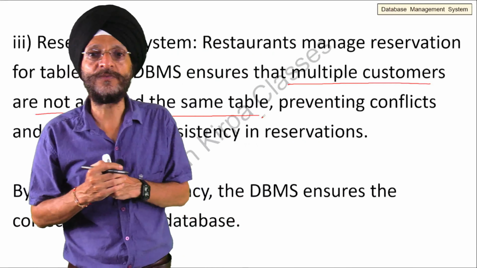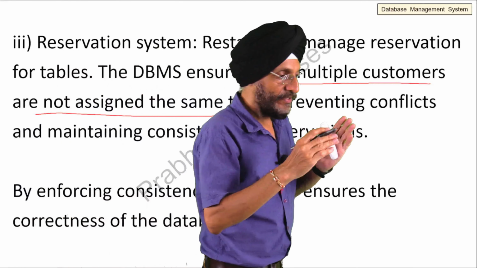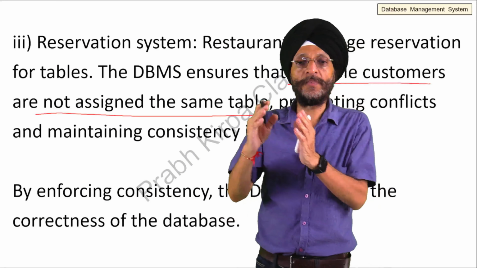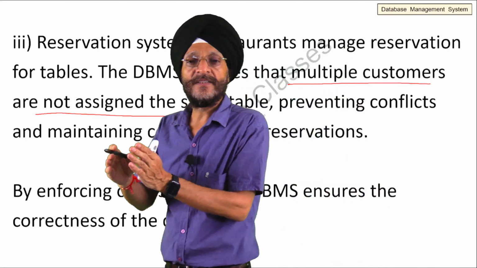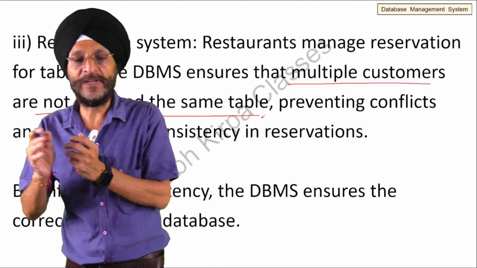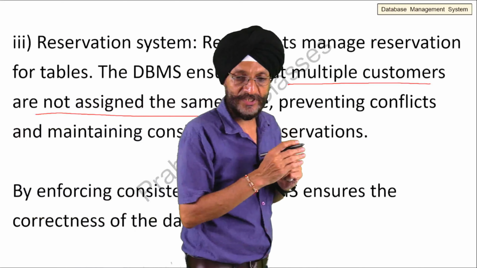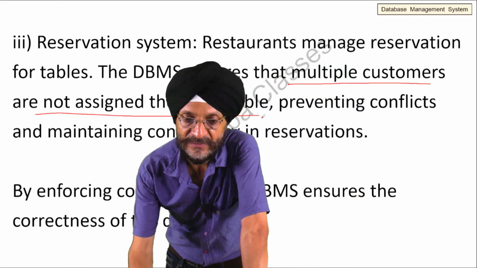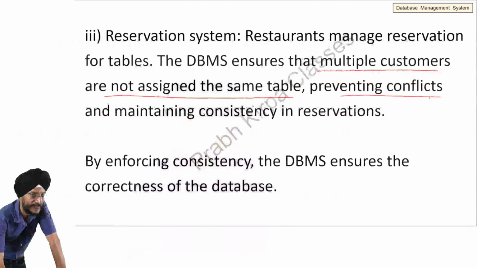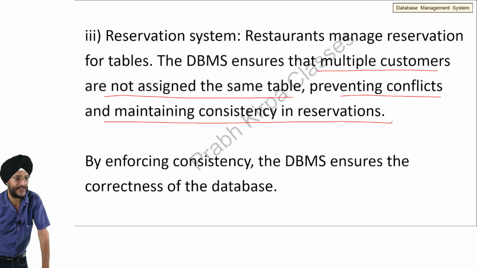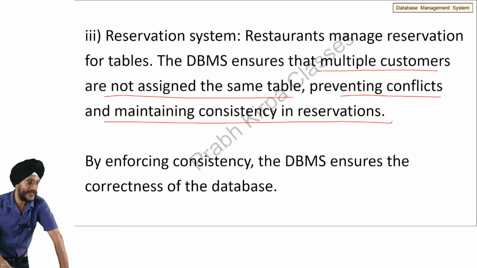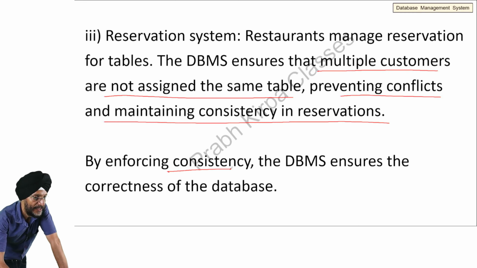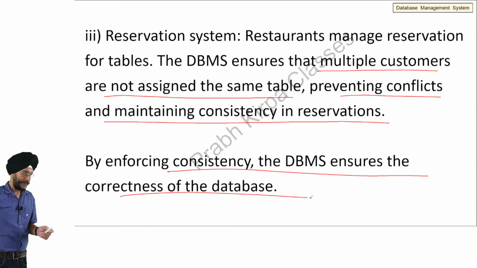But in case of a proper reservation system being adopted in the restaurants with the help of DBMS, this type of situation does not arise, because DBMS prevents such type of conflicts and helps in maintaining consistency in reservations. By enforcing consistency, the DBMS ensures the correctness of the database.